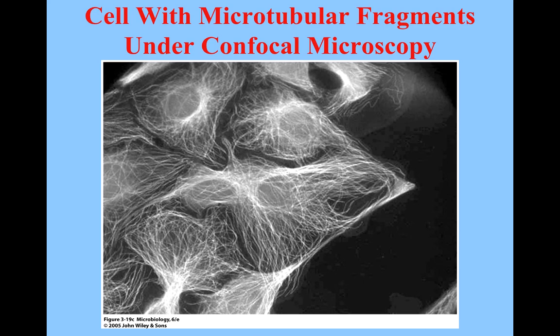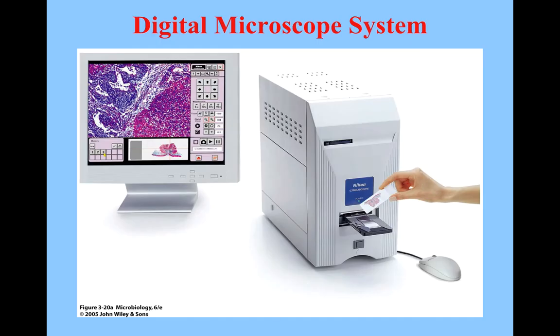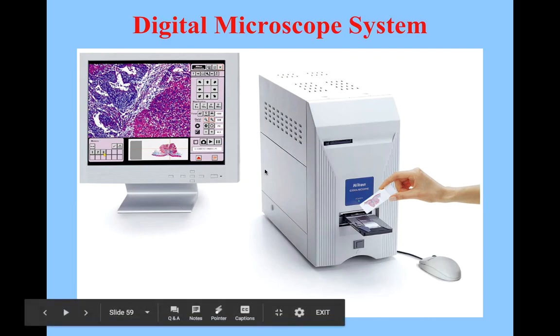That is your confocal. A digital is an autofocus. To be honest, this is probably the kind of microscope in most commercial labs. Auto aperture, auto light, motorized stage, and magnification changers, all under the control of some type of software. And you have a built-in camera and digital software. Basically, you load the slide here, and you get the image here. With this, you can do the measurement.